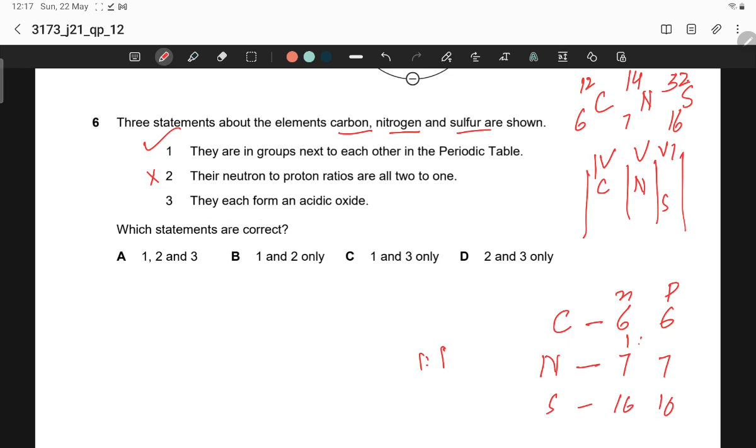They each form an acidic oxide. This statement is correct because all are non-metals, and carbon forms carbon dioxide, nitrogen forms nitrogen dioxide, and sulfur forms sulfur dioxide. So all form acidic oxide. So this statement is correct. 1, 2, 3 is incorrect. 1 and 2 is also incorrect. 1 and 3 is the correct option. 2 and 3 also incorrect.